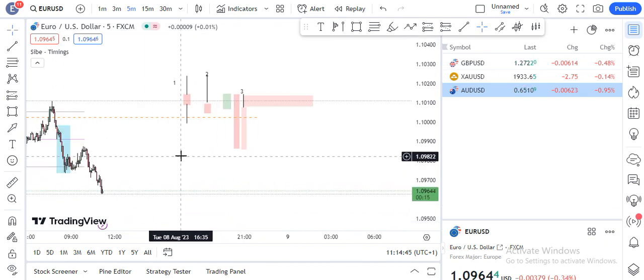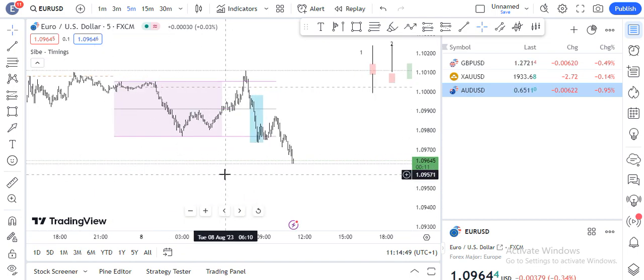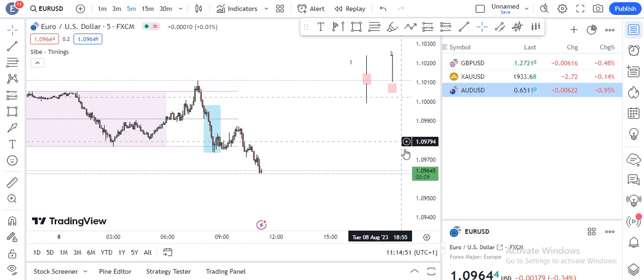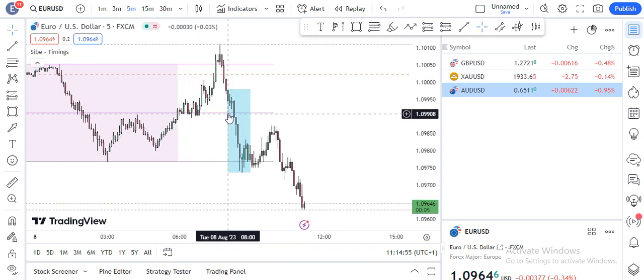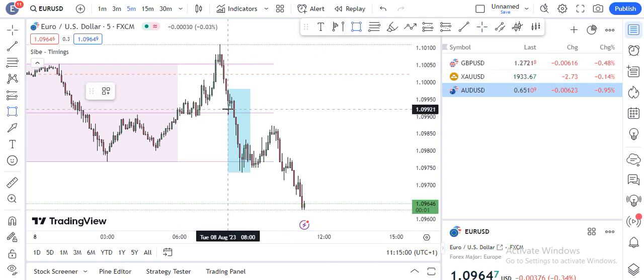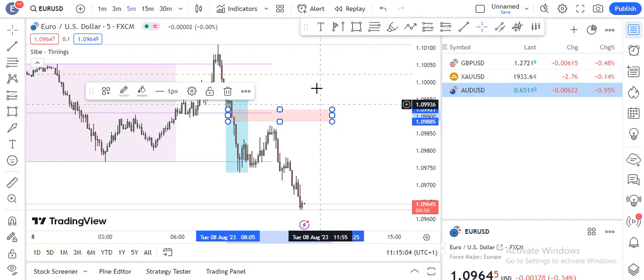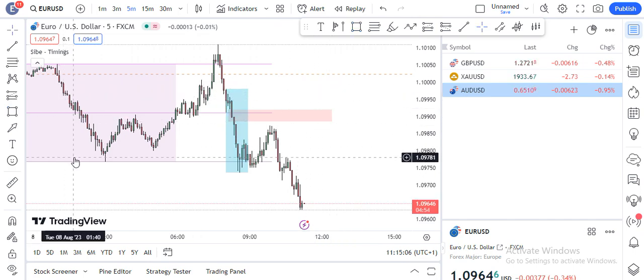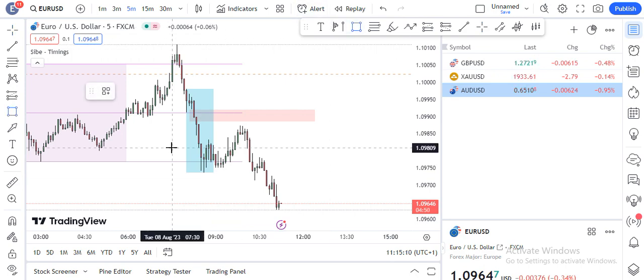I'm sure most of you know what an ICT fair value gap is. If not, I'll just show you on the charts. Let me show you quickly on this area. Here we had a displacement to the downside, and this is going to be an ICT fair value gap, where there's a gap in price action, this area. That's ICT's fair value gap, and also from this point, this is also ICT's fair value gap.